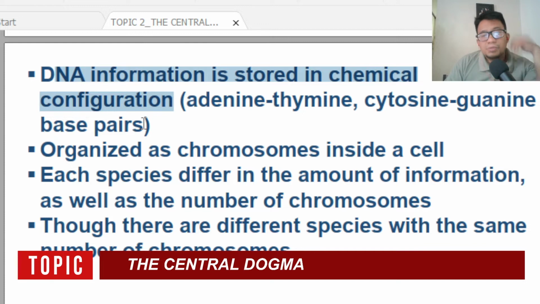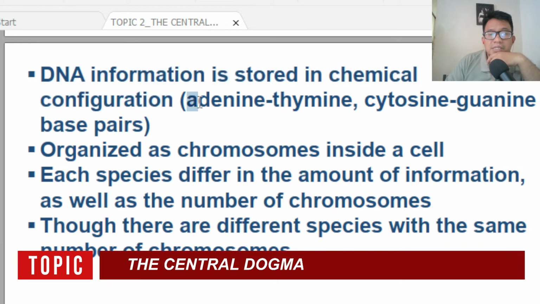So it is a code. And when you say code, it has information in nature. That information is stored in chemical configuration. Say for example, I'm pretty sure you are already familiar with this, adenine to thymine and cytosine to guanine, and they are known as the base pairs. There is this consistent pairing of adenine to thymine and cytosine to guanine. So ATCG.